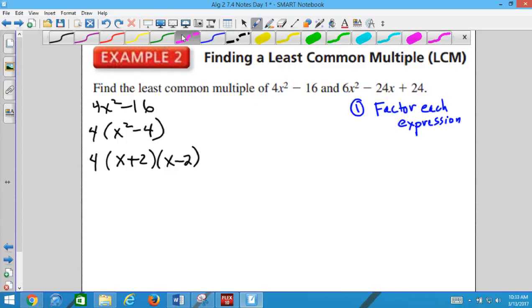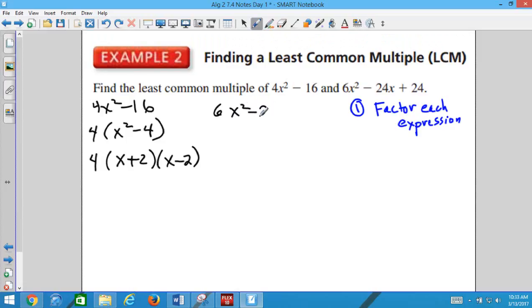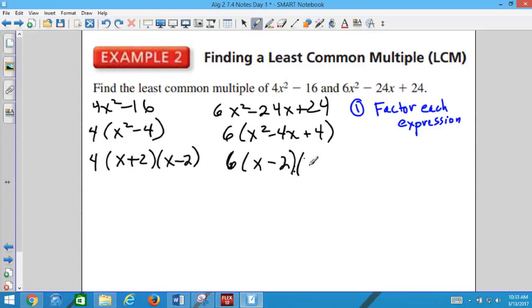Second one is 6x squared minus 24x plus 24. Is there a GCF? Okay, so we take out our 6. We have x squared minus 4x plus 4. Can you go farther? X minus 2 times x minus 2. Okay. And you know what? I'm actually going to choose to write it out just for what I need it for. I mean, if my directions were just factored, I would write it as squared. I'm going to choose to write it out.